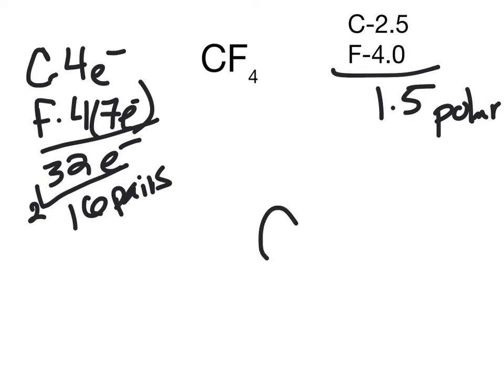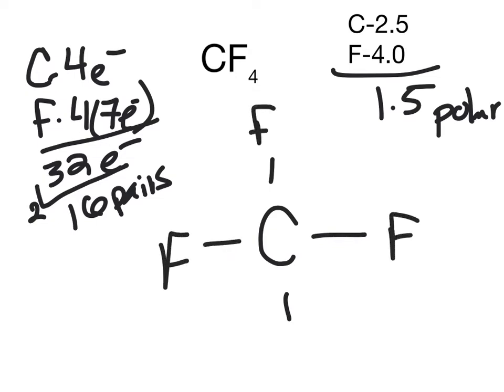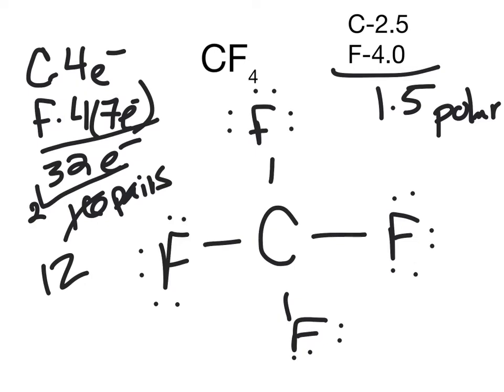So I start by drawing carbon in the middle. I have a fluorine coming off each direction, and I connect each of those with a bond. So I've used 4 out of my 16 pairs, so I've got 12 pairs left. Now I'm going to place those lone electron pairs. So I've got 1, 2, 3, 4, 5, 6, 7, 8, 9, 10, 11, and 12. I just can't count. So I placed all 12.